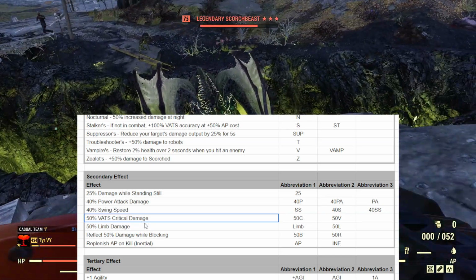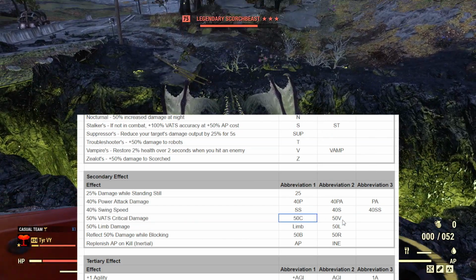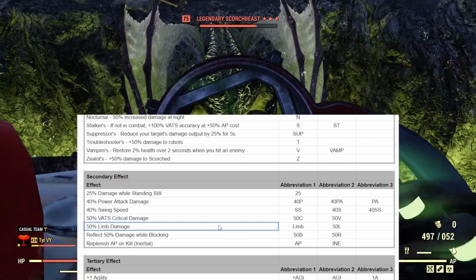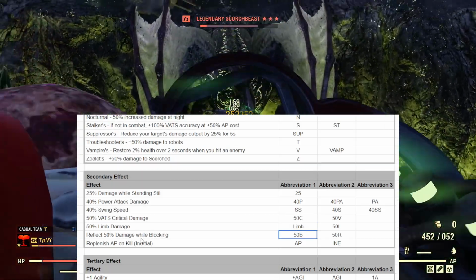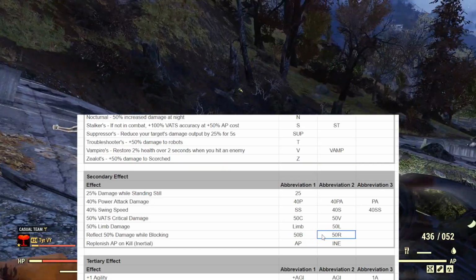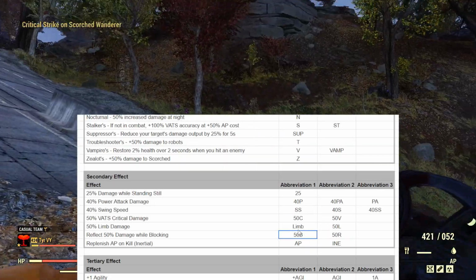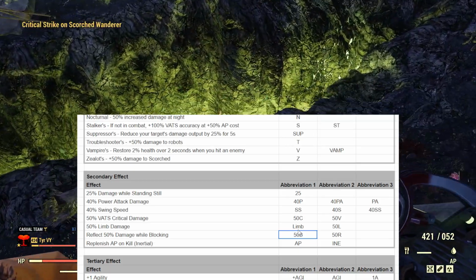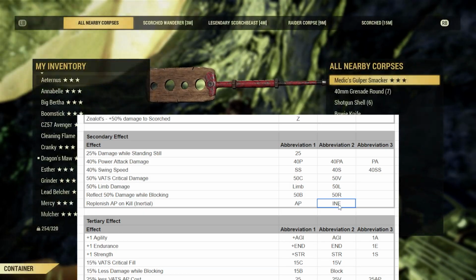From there we have 50% VATS critical damage. That was already covered before, 50C or 50V. Same with limb damage, you can just write 50L or limb. As for reflect 50% damage while blocking, 50B or 50R work just fine. However, this is not a commonly requested effect. People don't really want this effect, so I'm not too sure what's the most popular here. And replenish, we've already covered that as well in the range section.